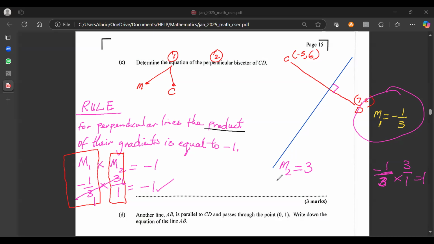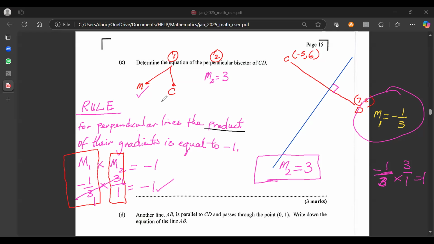So I have M2, you have to follow, people. From the time you go and do something else, you're lost. So M2 is equal to 3. It's that easy. We know that M2 is equal to 3, the new line, because that means we already know what the gradient is.